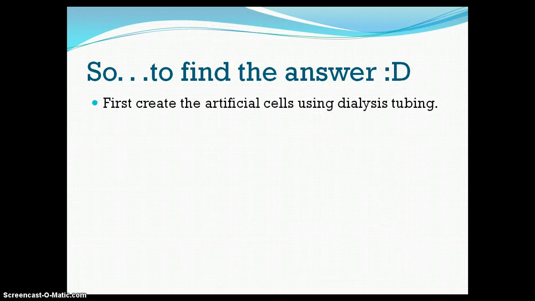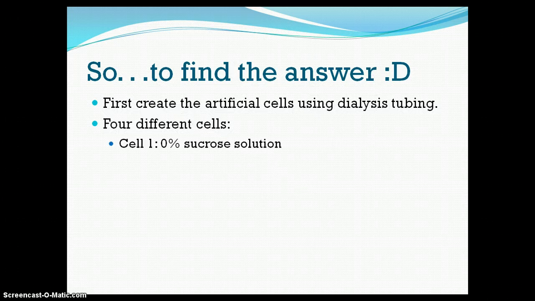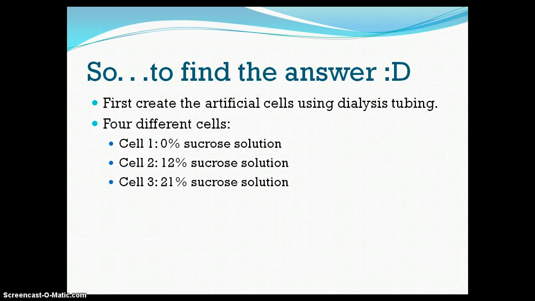What we want to do is make artificial cells and put them into an environment that will show us diffusion. Now, how do we do this? We're going to create artificial cells using dialysis tubing. There's going to be 4 different cells, and cell 1 is going to be our control. It's going to have a 0% sucrose solution. Cell number 2 is going to have a 12% sucrose solution. Cell number 3 is going to have a 21% sucrose solution, and cell number 4 is going to have a 30% sucrose solution.